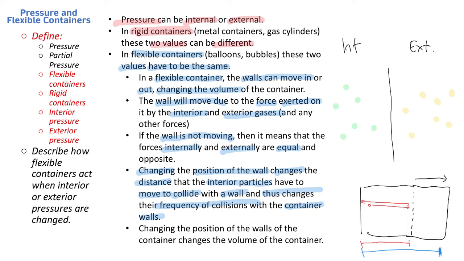Finally, changing the position of the walls changes the volume of the container. So when I move the wall from here to here, I've effectively changed the volume of the container. This is the idea of flexible containers compared to rigid containers. Rigid containers, obviously, the walls don't move. I mean, the walls can move, but they only move when you make them move. But these flexible containers will move to make sure that the internal and external forces are equal. So let's go through an example and see how that works.